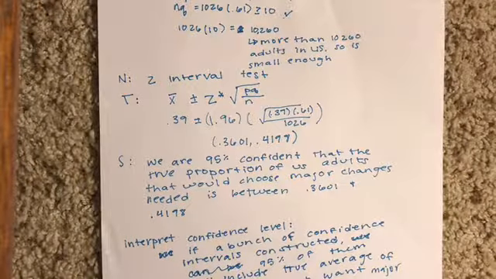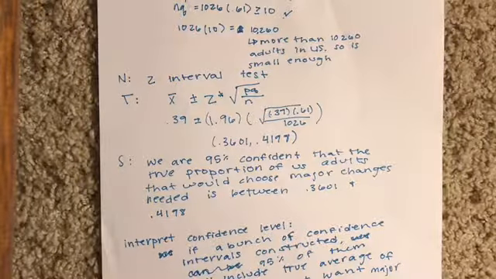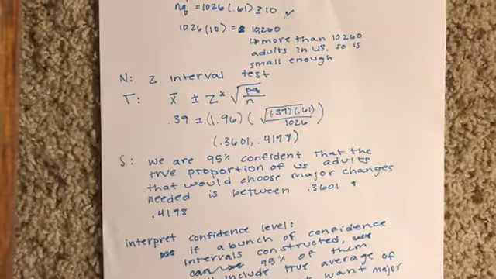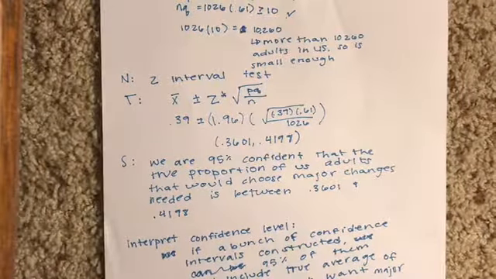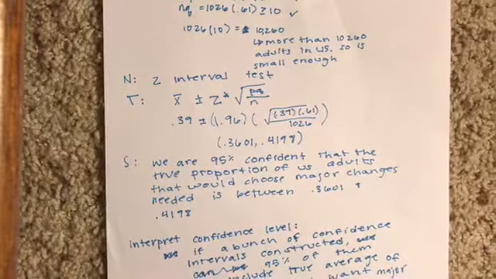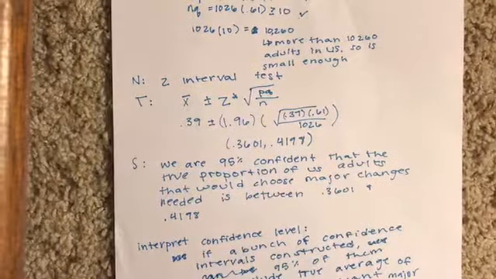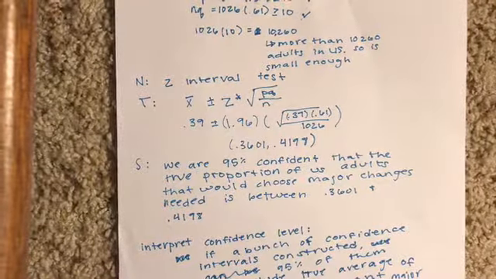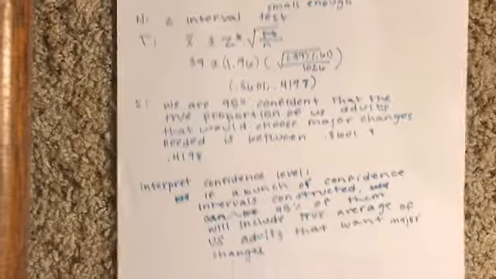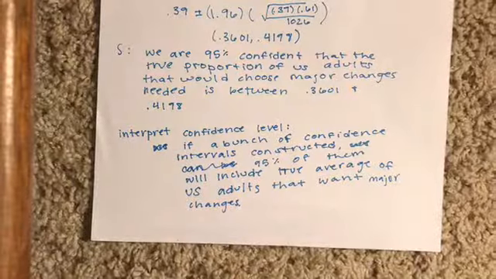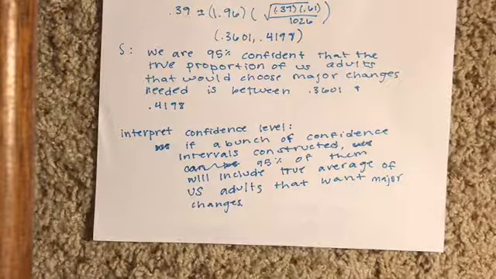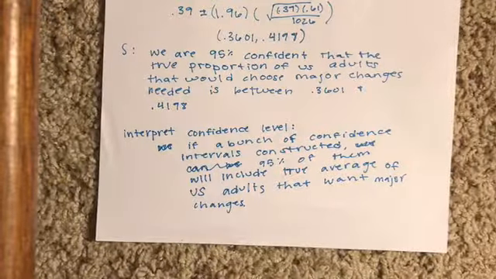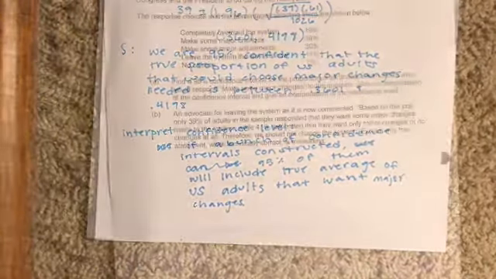And so S is basically a statement of what the confidence interval means. So we can say that we are 95% confident that the true proportion of all U.S. citizens that would choose major changes needed is between 0.3601 and 0.4198. And then the second part of Part A asks us to interpret the confidence level. And so basically that means if we construct a bunch of different confidence intervals, 95% of them would include the true proportion of U.S. adults that want major changes.